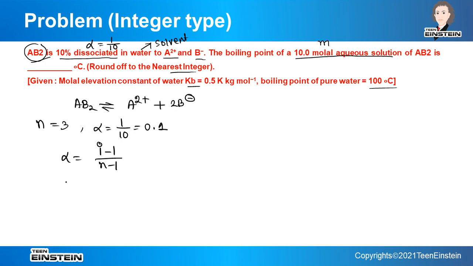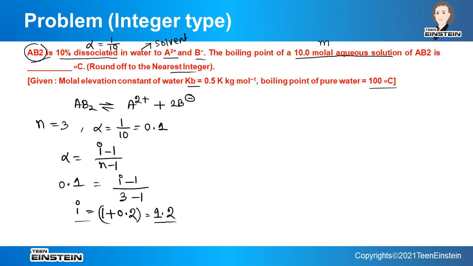Alpha is equal to i minus 1 divided by n minus 1. So we will put the values: alpha, i is unknown, 3 minus 1. From this equation you will find that i is 1 plus 0.2, 1.2. So see here, the i value we are getting is 1.2. So this is actually not a whole number.